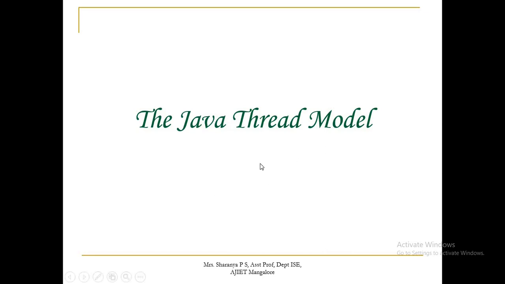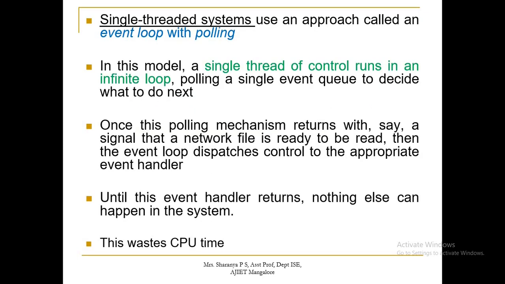And how is the Java thread model? What is the way Java uses threads? Even in Java, we come across multi-threading. First, it was using a single-threaded system. The concept used to implement this single-threaded system is called an event loop with polling. That is, event loop with polling.